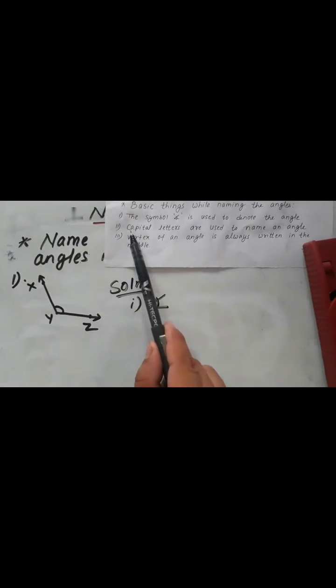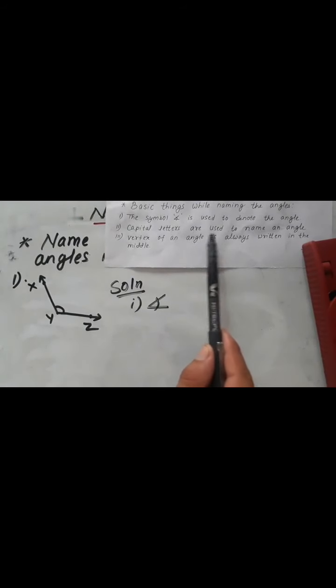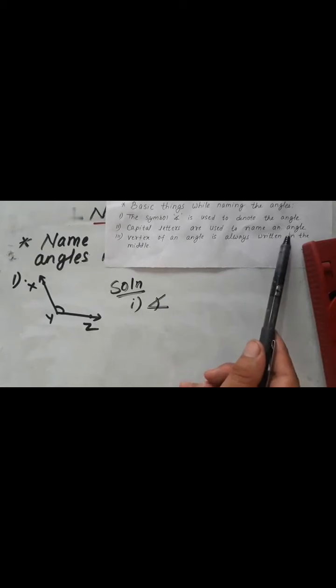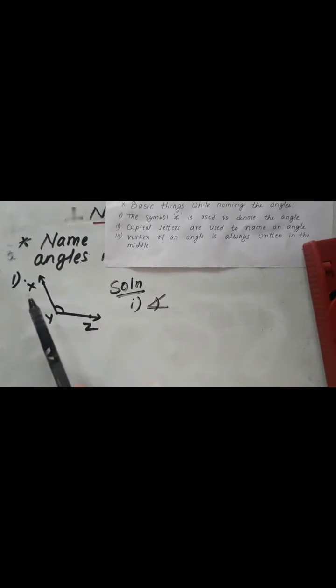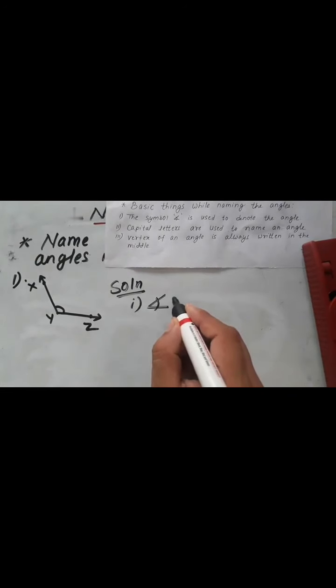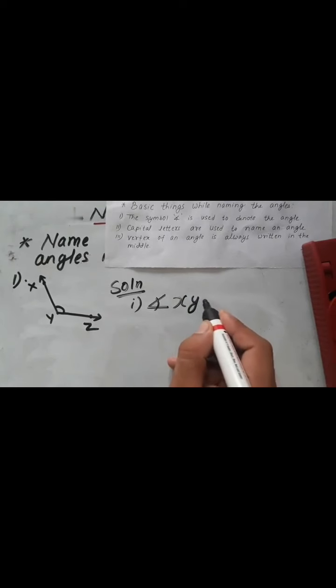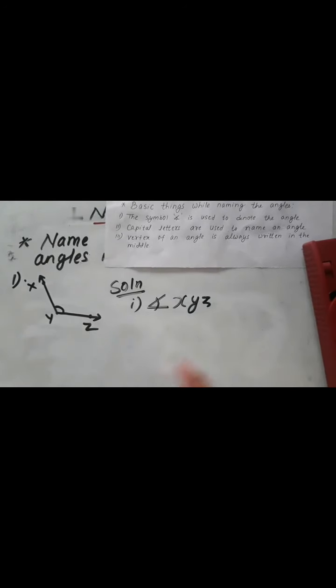Now come to point number 2. Capital letters are used to name an angle. While naming an angle, always you should use capital letters. As you can see in the question, there are capital letters too. So if you write x like this, y like this, and z in this way, it will be wrong. You are not supposed to use a small letter. Always you should use capital letters.